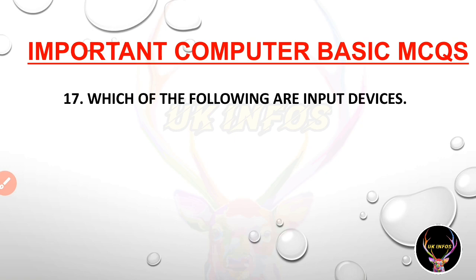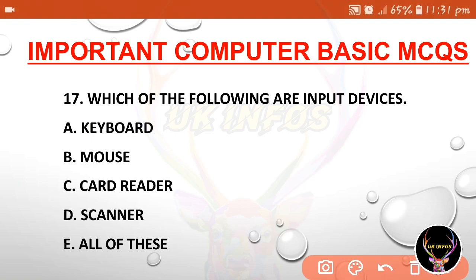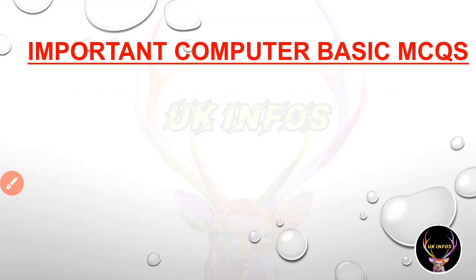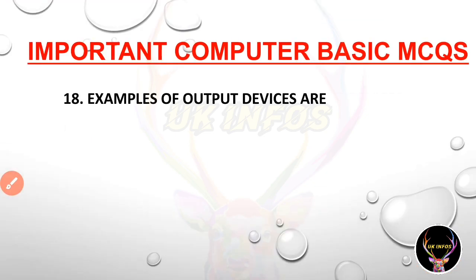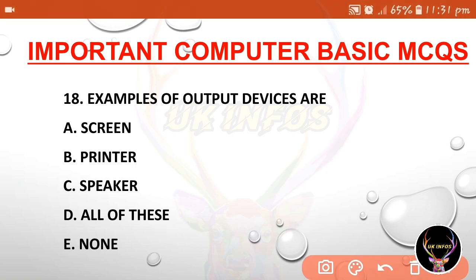Question number 17. Which of the following are input devices? Keyboard, mouse, card reader, scanner or all of these? The answer is all of these. Question number 18. Examples of output devices are screen, that is called monitor, printer, speaker, all of these or none. The answer is all of these.